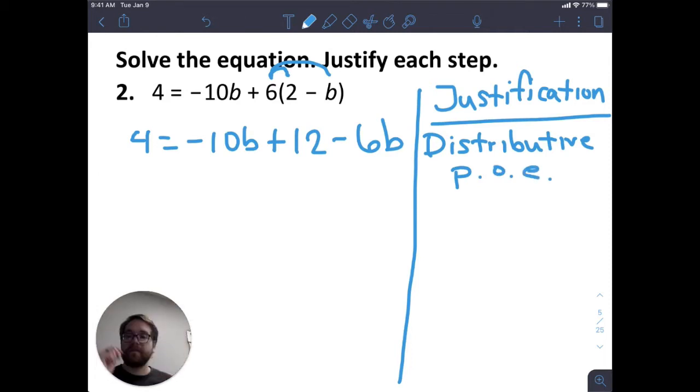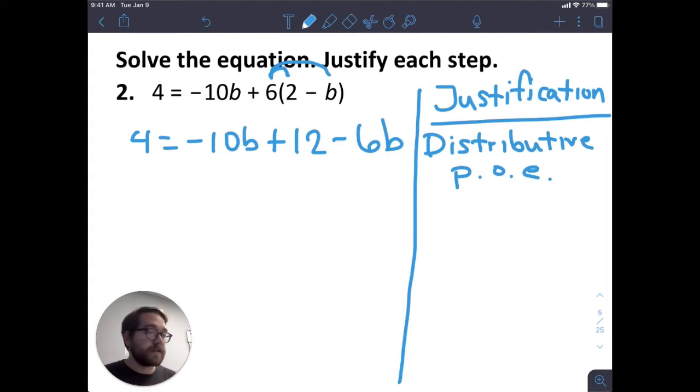of equality. I distributed that 6 through, and so the distributive property of equality says that as I multiply that term through, it stays equal. It stays the same. I've just multiplied it. I've simplified it a little bit. So that was the first thing I did.